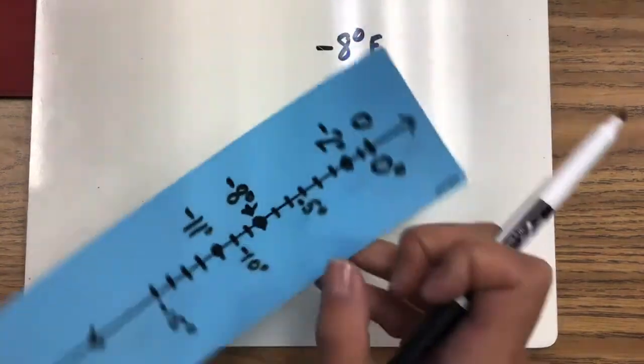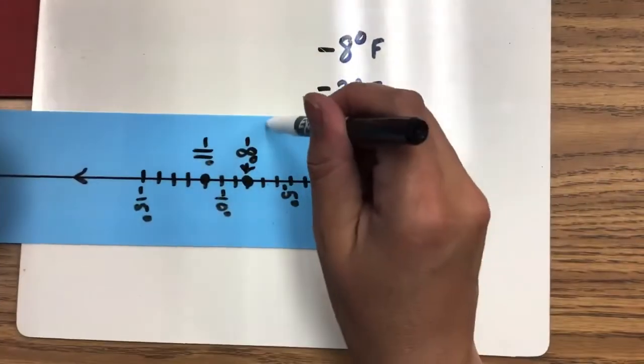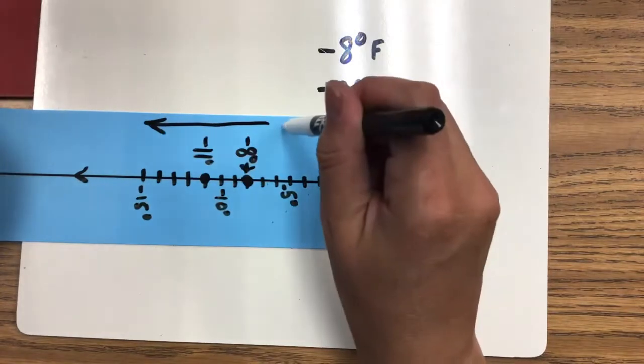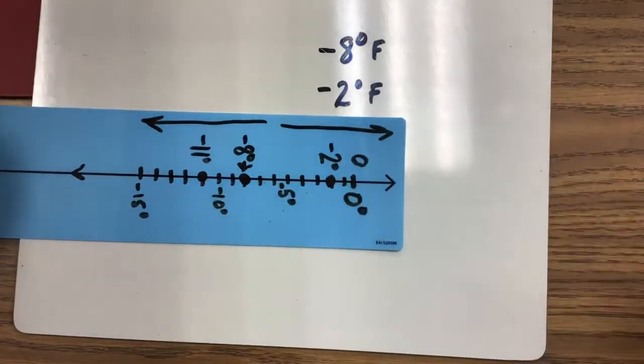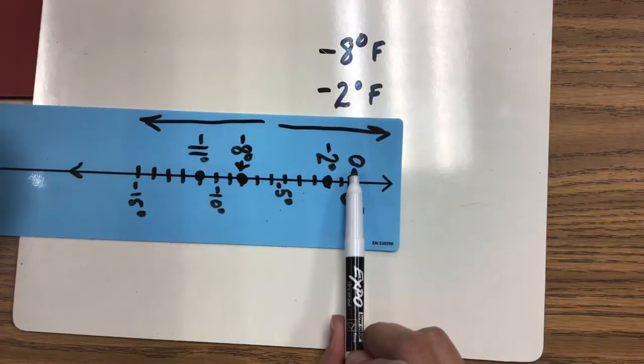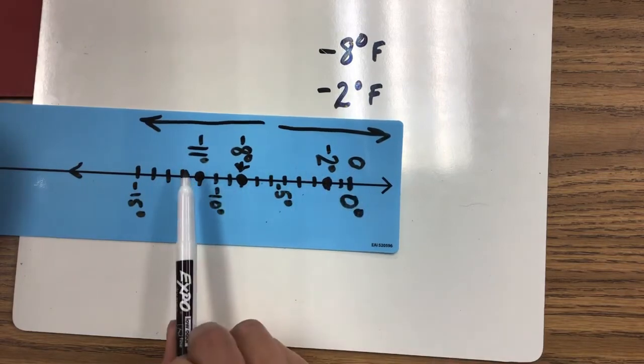So on a number line, anything to the left gets smaller that way and larger this way. So that means 0 degrees would be warmer than -11.